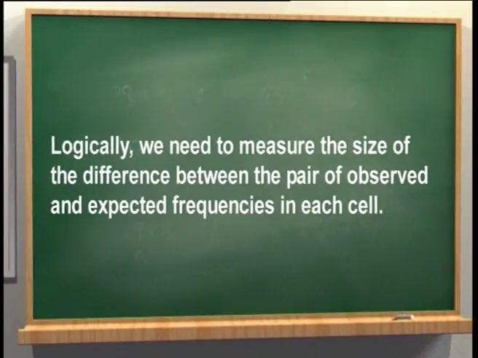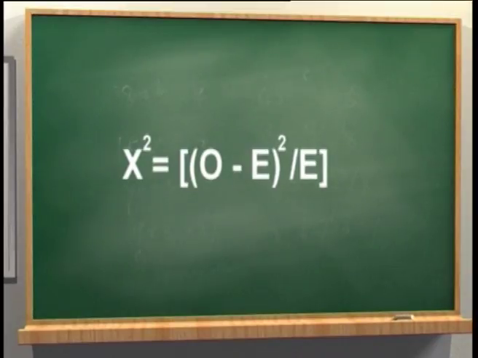Logically, we need to measure the size of the difference between the pair of observed and expected frequencies in each cell. More specifically, we calculate the difference between the observed and expected frequency in each cell, square the difference, and then divide that product by the expected value. The formula can be expressed as chi-square is equal to observed minus expected, the whole squared, divided by expected value. Squaring the difference ensures a positive number so that we end up with an absolute value of differences.